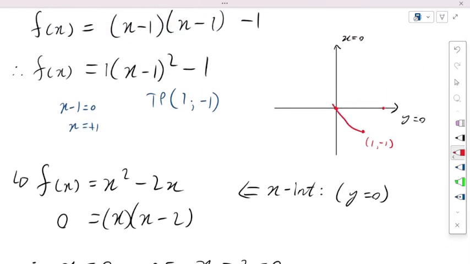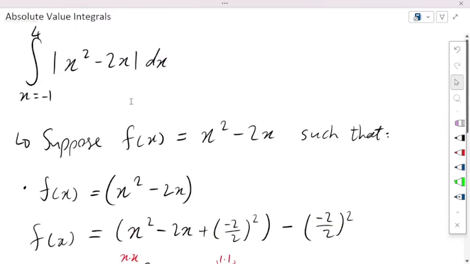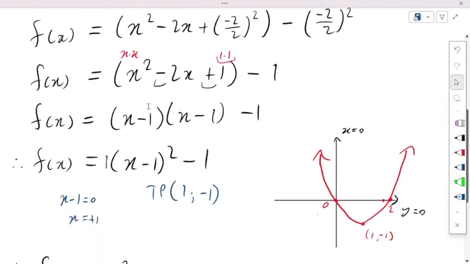So the function will look something like this and like this. So let's just suppose that the point is actually here. This would be 2 and this would be 0. Okay. Cool. Now we need to look at our bound, which is negative 1 until positive 4.